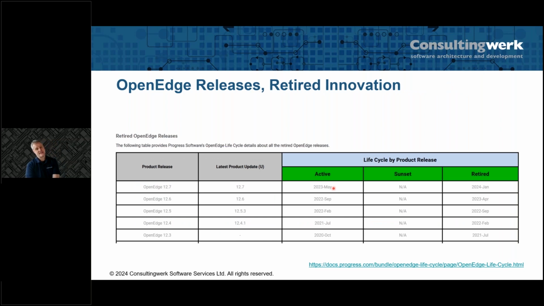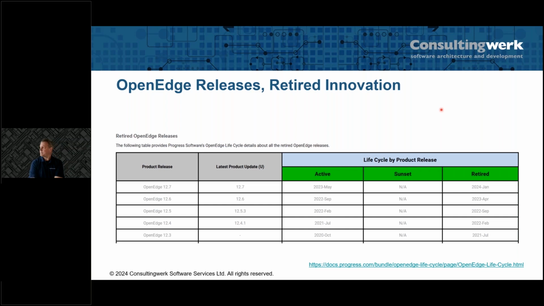In between all of these LTSs, Progress also releases what are called innovation releases. I'm calling them retired innovation here because they have been retired. I'll point you out the way. You can see between 12.2 and 12.8, there are 5 product releases with 4 extra updates. So what's that, 9 releases in total.